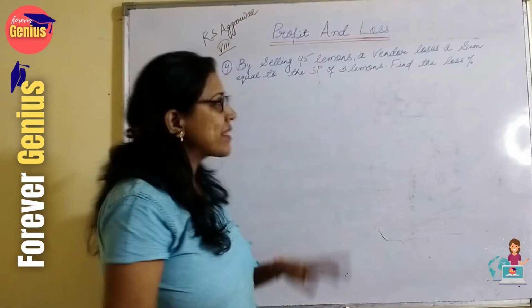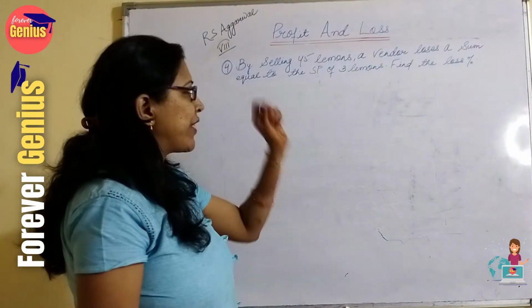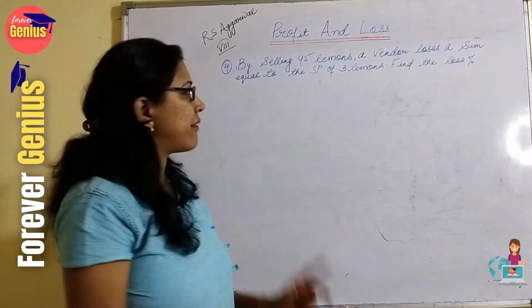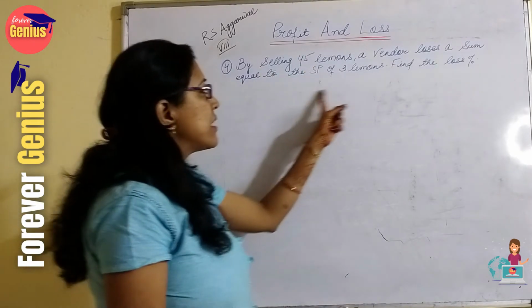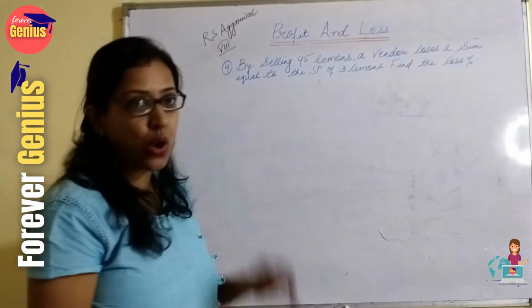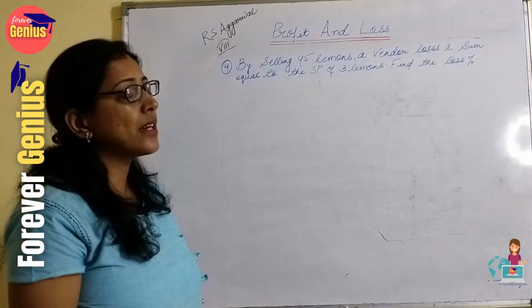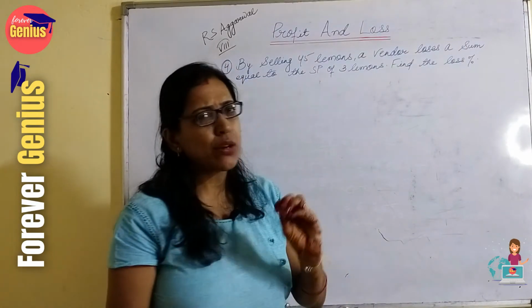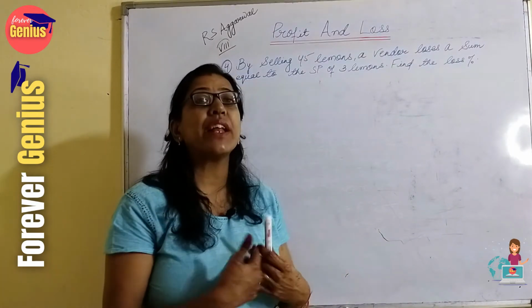See, one more sum where these types of figures are there. By selling 45 lemons, a vendor loses a sum equal to the selling price of 3 lemons. Find the loss percent. Till the time we were doing the calculations on profit, so we were taking the cost price as 1, which was very easy.